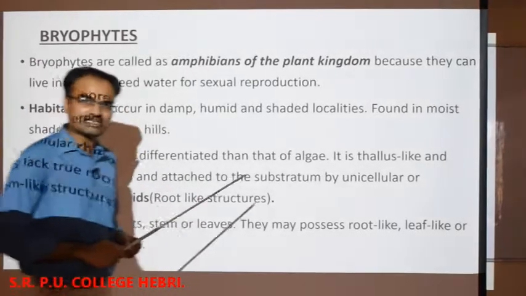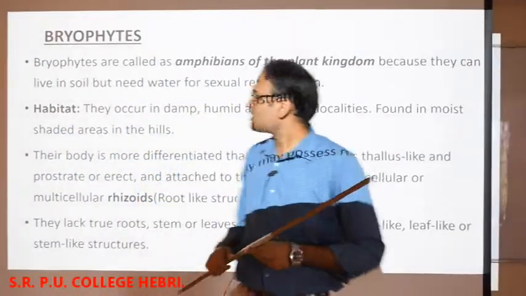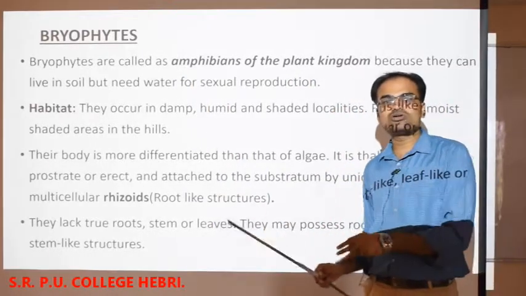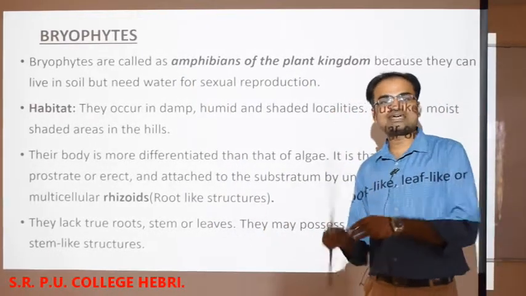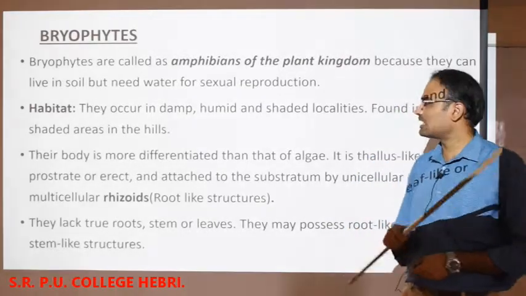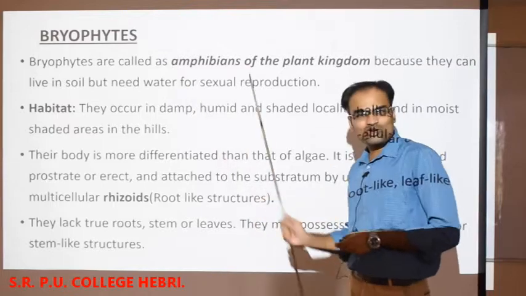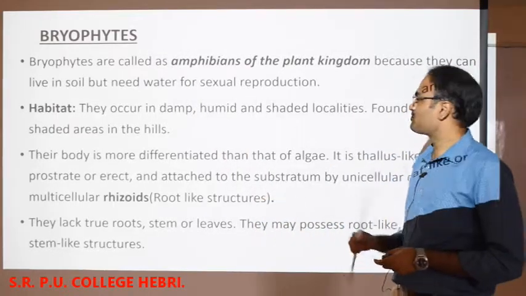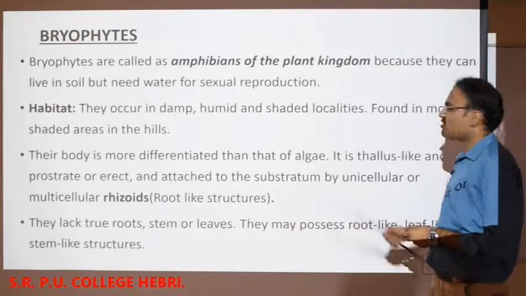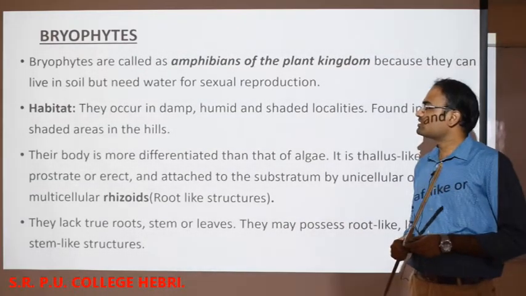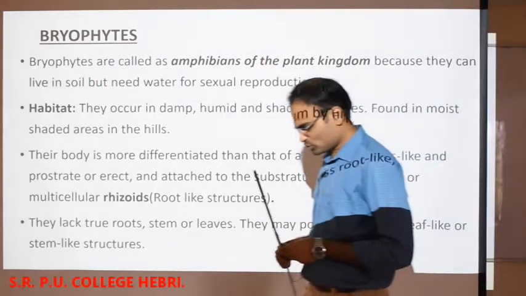The first division is algae, the second division is the bryophyte, and these bryophytes are somewhat highly evolved, somewhat highly complex compared to the previous one, that is algae. The important thing about the bryophytes is that they are called the amphibians of the plant kingdom, because they can live in soil but need water for their sexual reproduction.